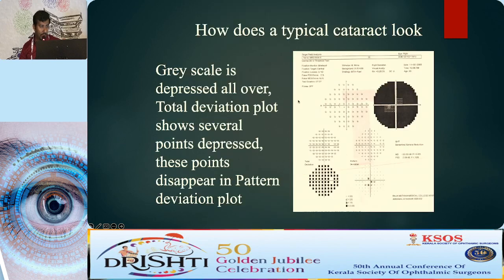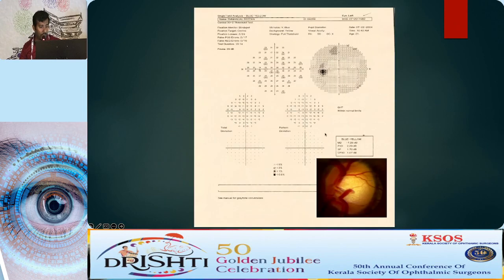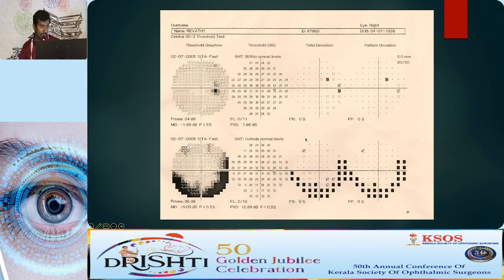So this is again the same one. A cataract, there is depression in the total deviation but not in the pattern deviation. Cataract, corneal opacity or miosis. Okay. And this is a SWAP test, blue and yellow, and this can detect pre-perimetric glaucoma. If there is even minor changes, up to 10% to 20% neuronal loss can be detected here. And this is one way of looking at the progression.